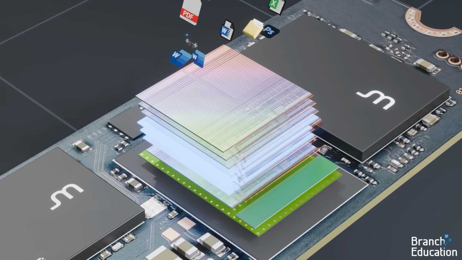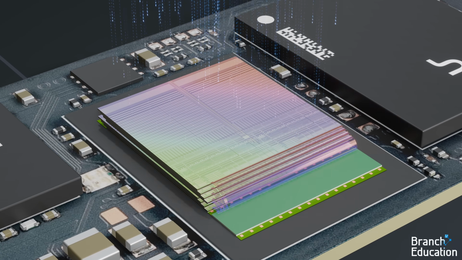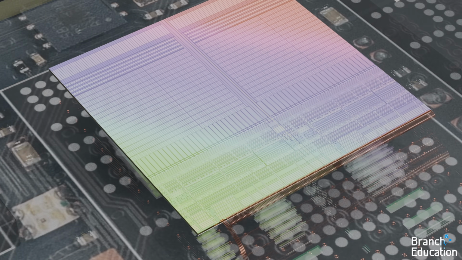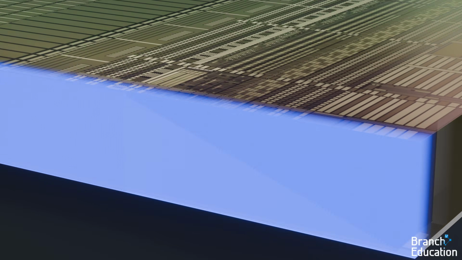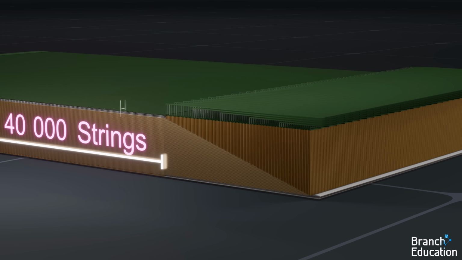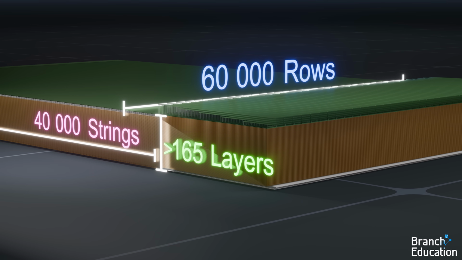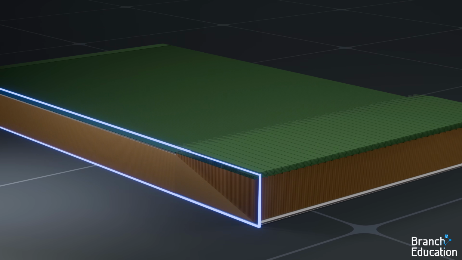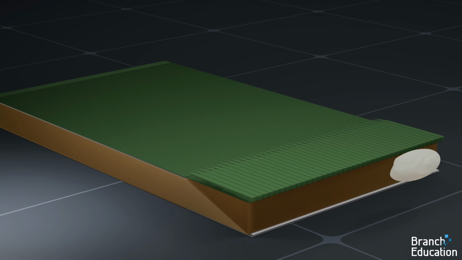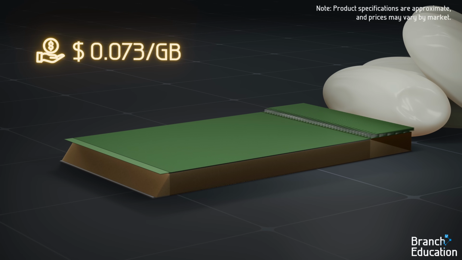Inside, we find a stack of 8 dies with wires connecting each one to a substrate at the bottom. A single die contains multiple planes, and when we zoom in on one of the planes, we see a massive array of memory cells 40,000 strings wide, 60,000 rows deep, and stacked around 200 layers tall. In total, this array of memory cells can store more than 100 gigabytes of data in a volume smaller than a grain of rice, while costing only 7 cents per gigabyte.